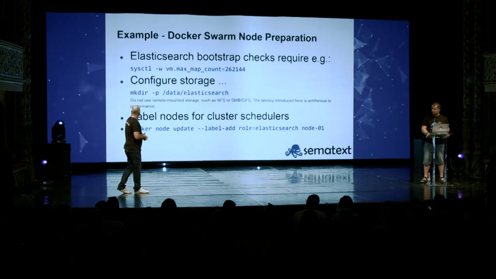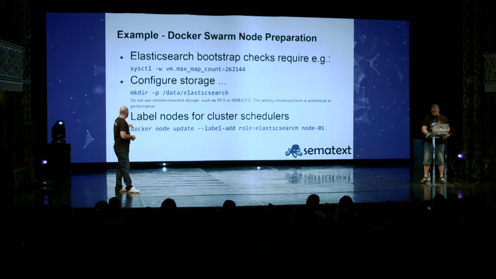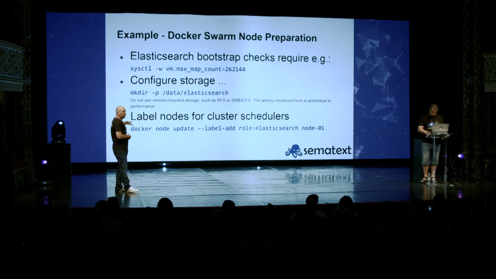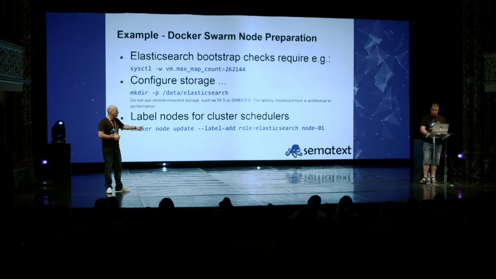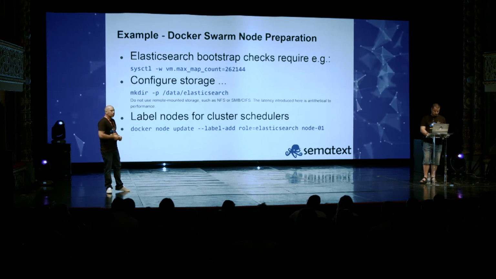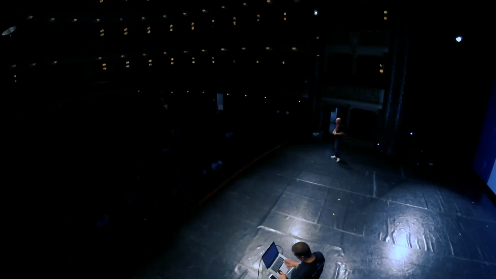So finally, in this example, we go and label the prepared node for Elasticsearch. I made an example with Docker Swarm. So we say docker node update, add a label, role=elasticsearch, on my first Elasticsearch node, and then it should be ready to run my first Elasticsearch instance.